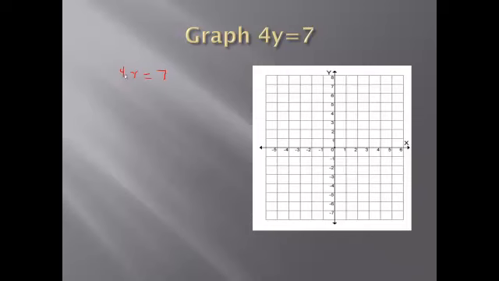First thing I would need to do, since I have 4 times y, undo that by dividing by 4. So that tells me that y is equal to 1 3/4. Let's change it to a mixed number, or 1.75. Now what this actually tells me, with no x in there, is that any coordinate that I choose for x, make a little table here, whether it be 0 or 1 or -2, my y coordinate is always going to be 1 3/4.